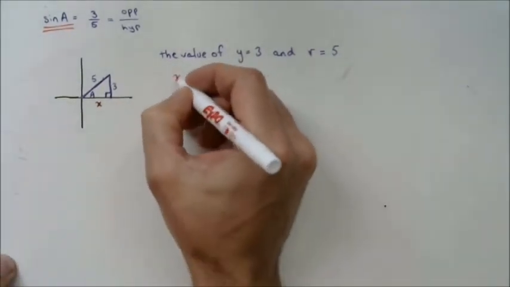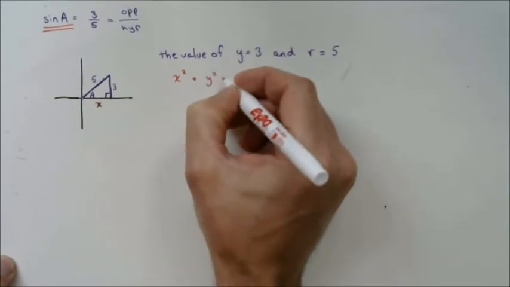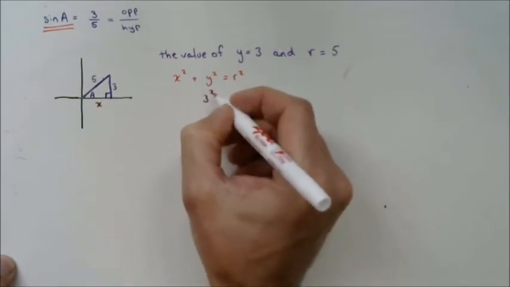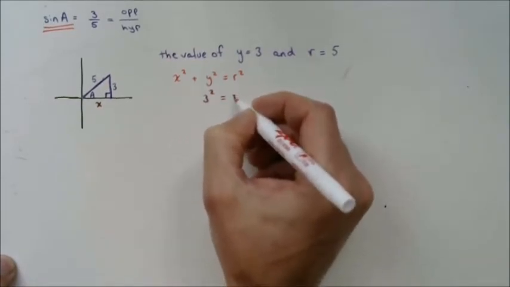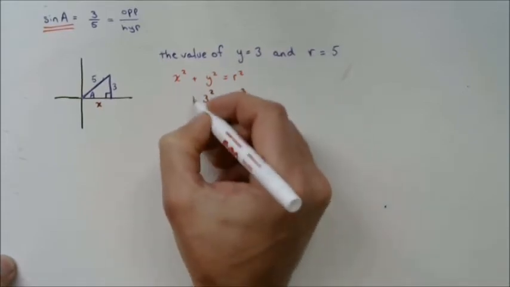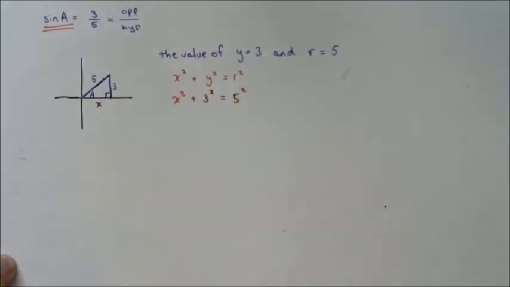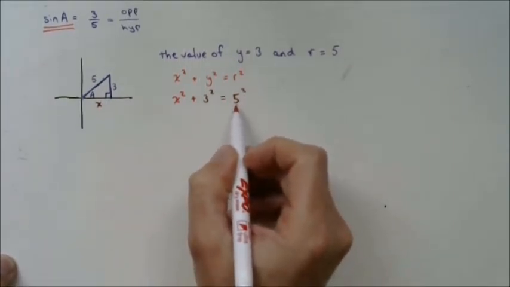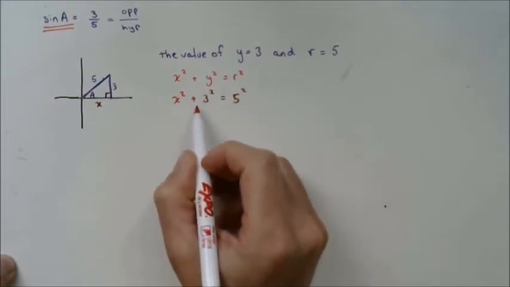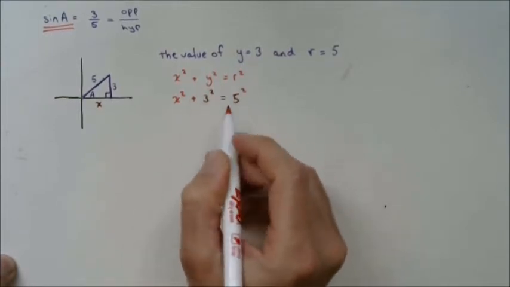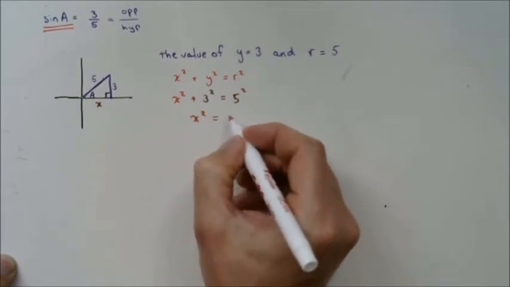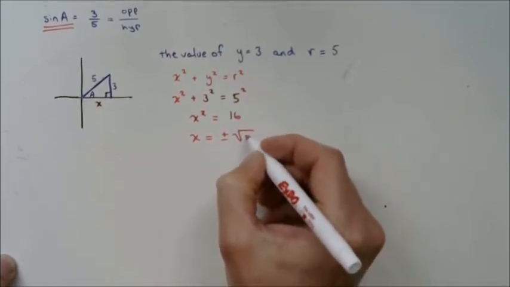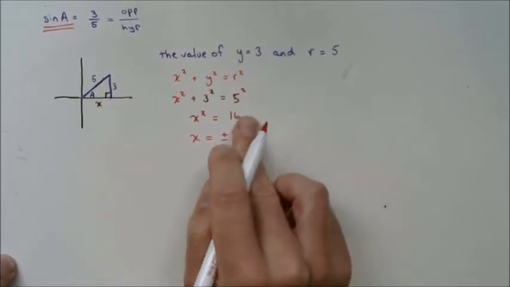So let's do that first. We know that x squared plus y squared equals r squared. We know that y is 3, and we know that r is 5. With basic algebra, we can simplify this. I'm going to skip a step here. 5 squared is 25. 3 squared is 9. So I'm going to subtract 9 from both sides. I end up with x squared equals 16, which means x equals plus or minus the square root of 16, which is 4.